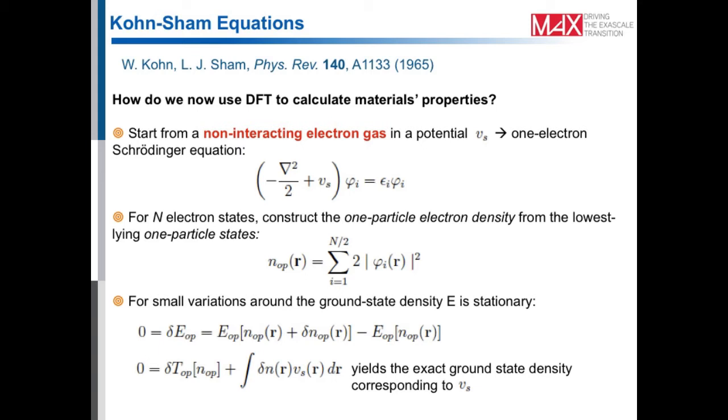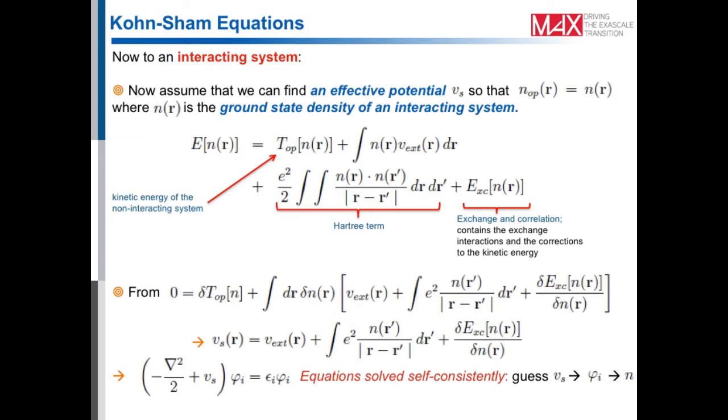So for n electron states, we now construct the one particle electron density from the lowest lying one particle states here. And then you know that for small variations around the ground state density, the energy is stationary. So from this fact, you will get the exact ground state density corresponding to Vs. Very well. Now we have to go to the interacting system.